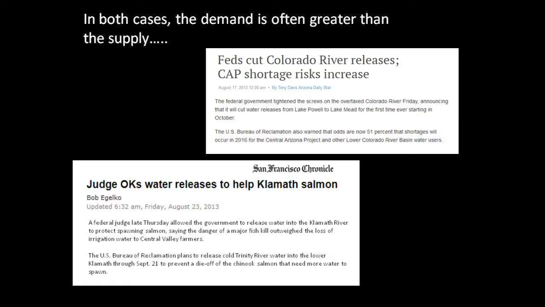I'm sure you are all pretty well acquainted with this issue, but in both cases, the judgment is being made where we're going to allow water for this use or these folks based on laws or negotiations, and we're going to cut these uses because there's not enough water for both, especially in times of drought.